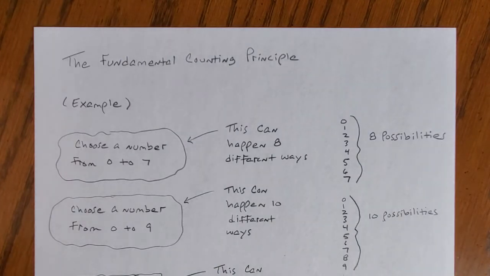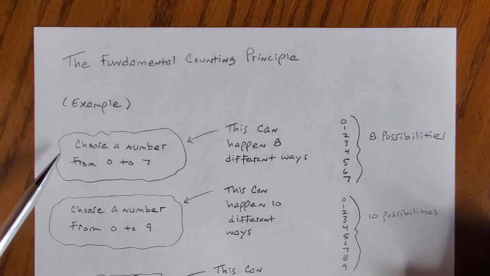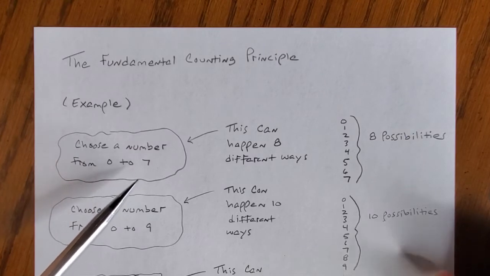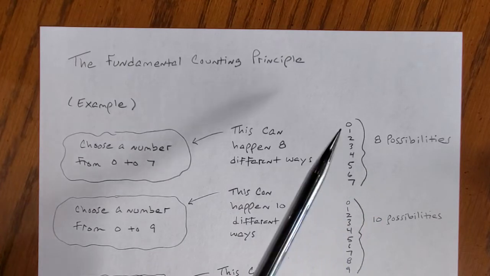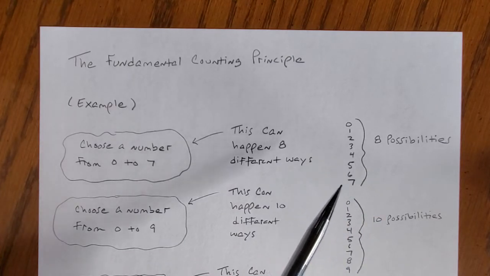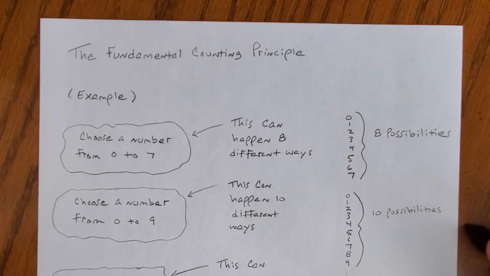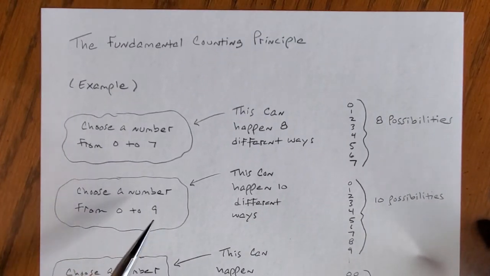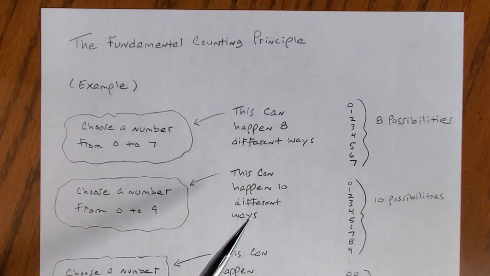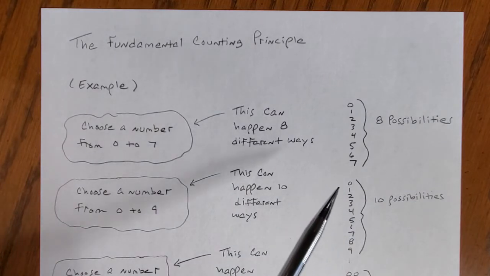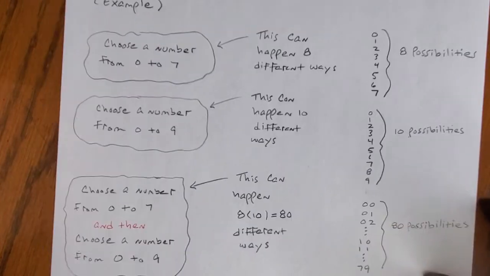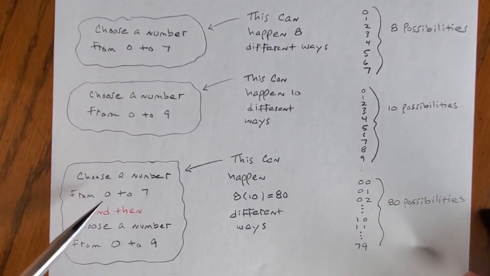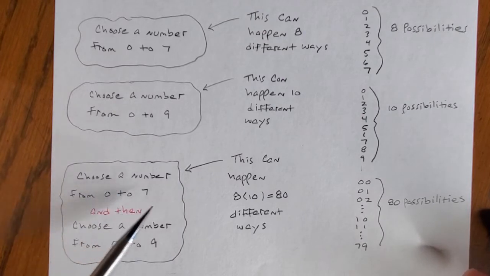Suppose you randomly choose a number from 0 to 7. Well, that's not that bad. There are 8 different ways that can happen, because you could choose the numbers 0, 1, 2, 3, 4, 5, 6, 7. So 8 possibilities. What about choosing a number from 0 to 9? Well, that can happen 10 different ways, because you can choose 0, 1, 2, 3, all the way up to 9. Now, where this might get complicated is something like this: choose a number from 0 to 7, and then choose a number from 0 to 9.